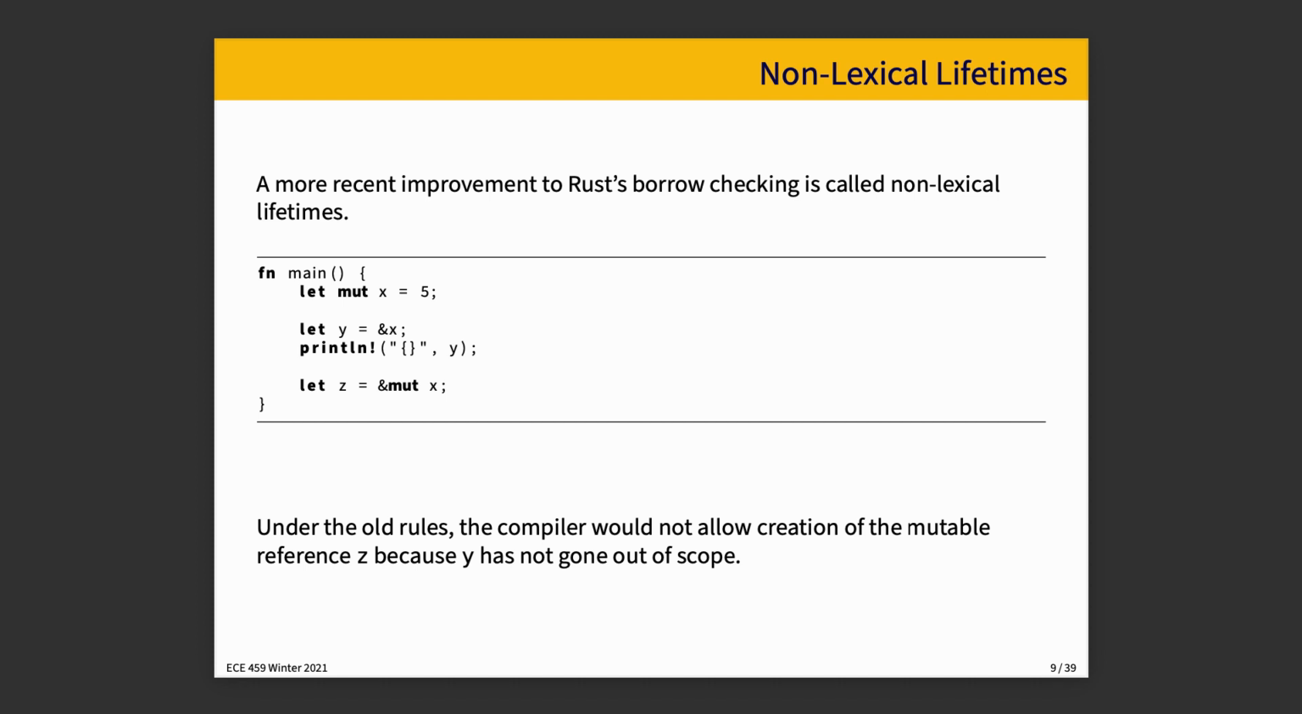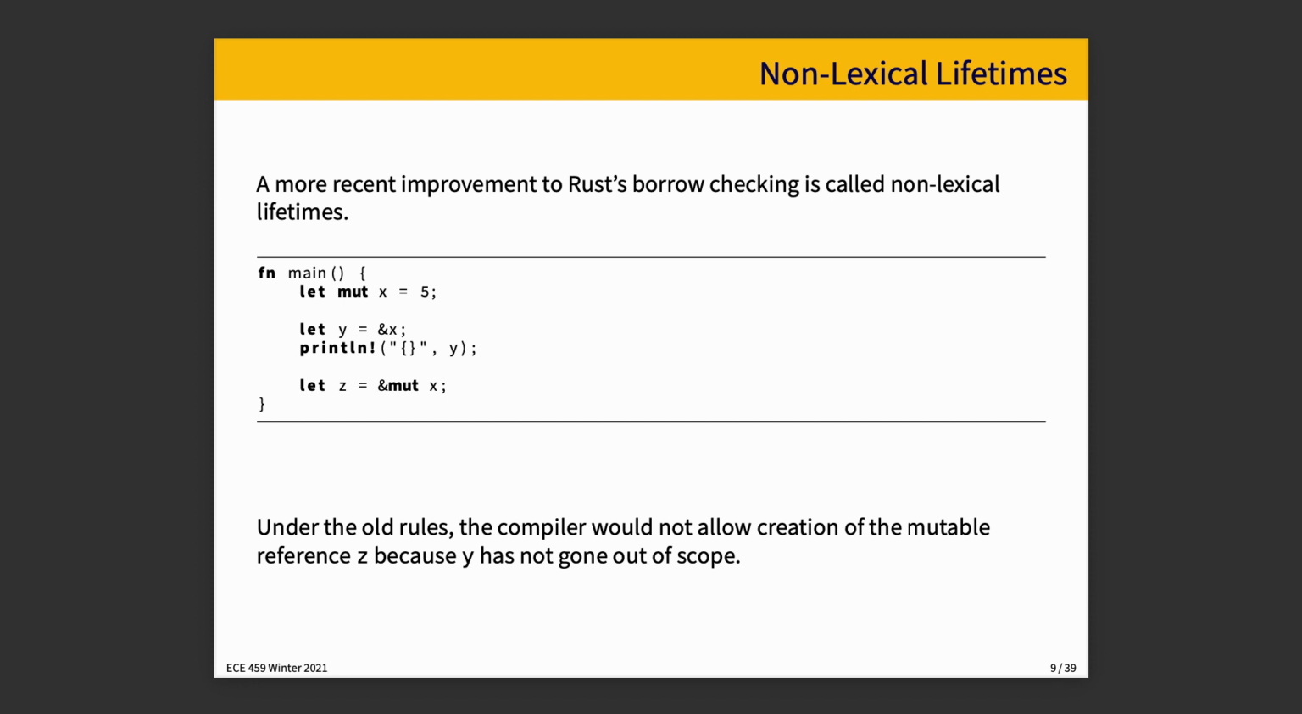Now, that's true. Y has not technically gone out of scope until we get to the end of main. However, with non-lexical lifetimes, the compiler can identify that Y is no longer used after the println macro is invoked, and therefore the Z reference is okay to create. Y can be dropped as soon as it's no longer needed, and the Z reference will not exist at the same time, so all is fine.